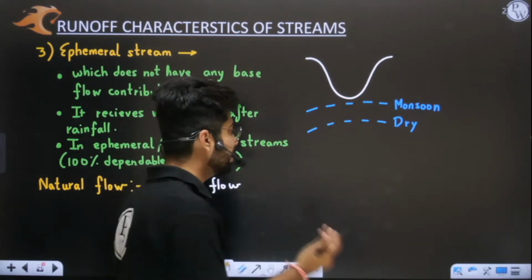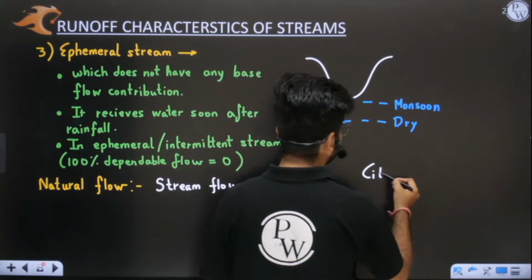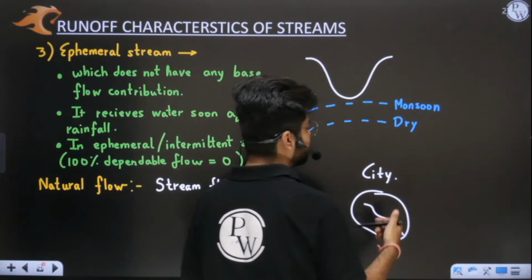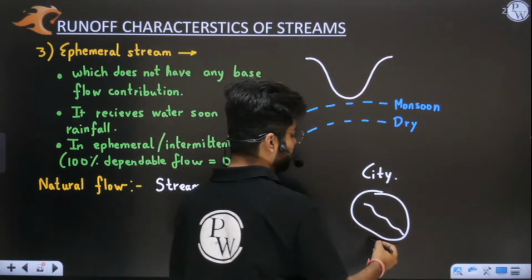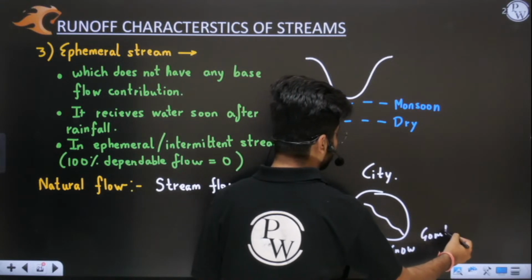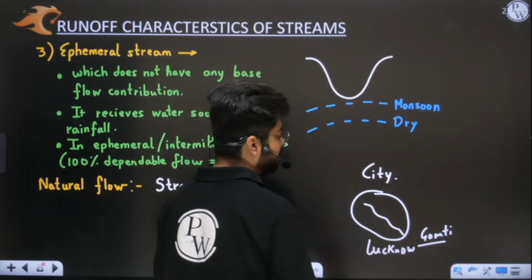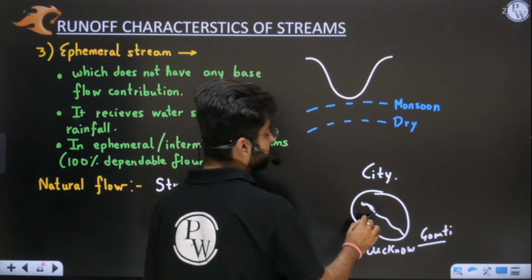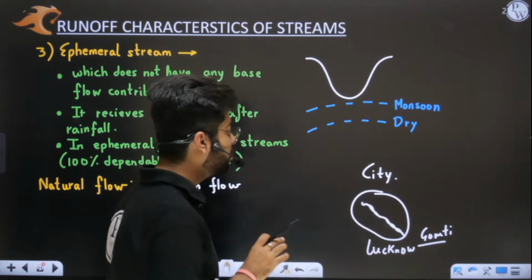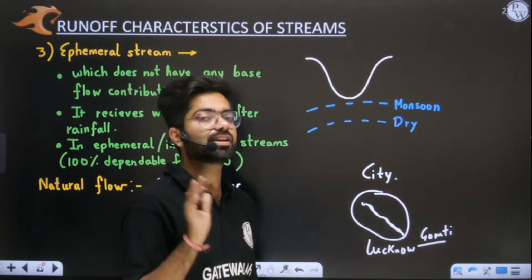you must understand that, let us assume we are living in a city. Let us say you are living in Lucknow, and you all know that in Lucknow we have Gomti River. So tell me, is the flow of Gomti affected by man-made works, or is it unaffected by man-made works?